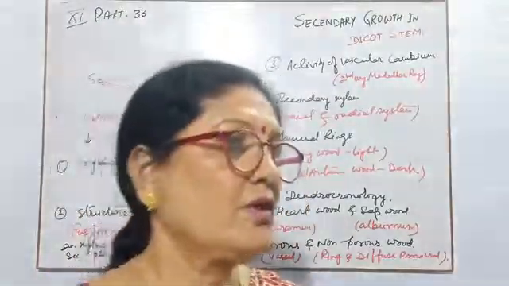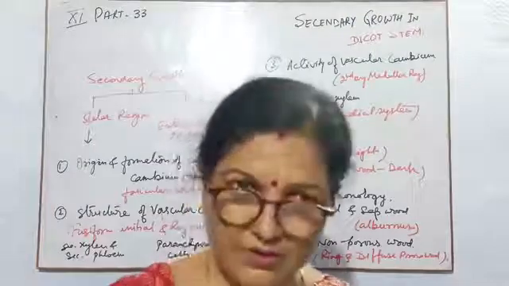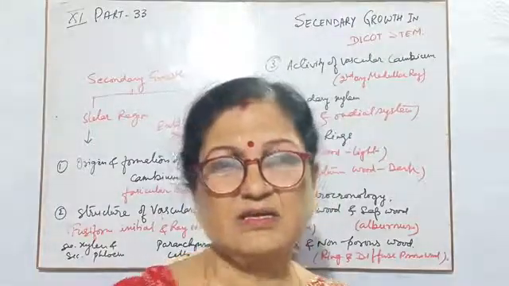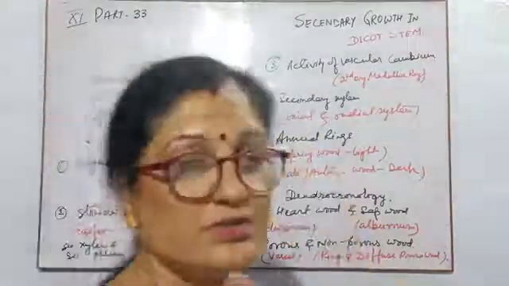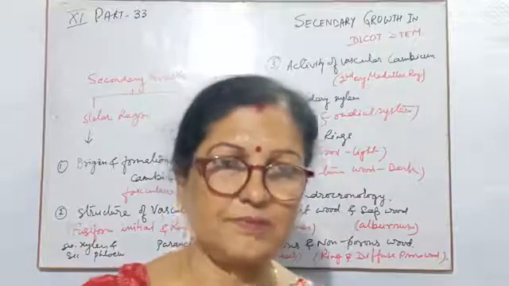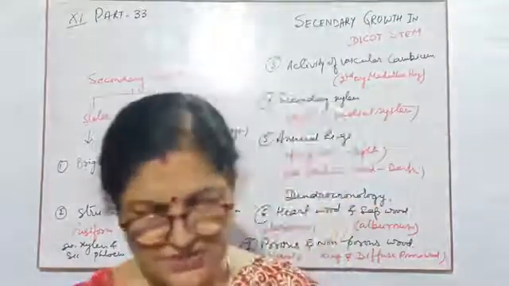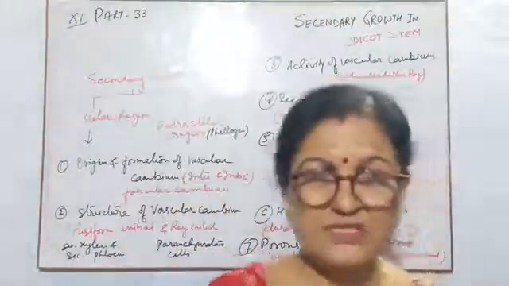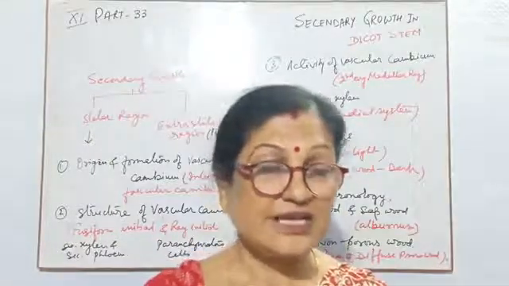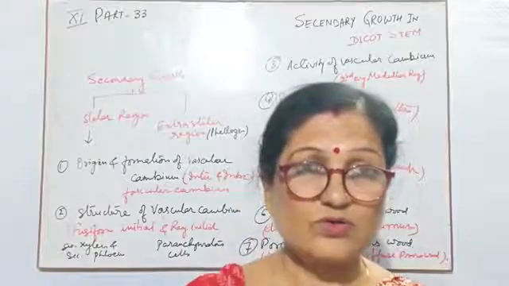Today we will go through the secondary growth only found in the dicot stem. Children, as the name suggests, secondary growth means not primary. That means not essential growth of a plant.